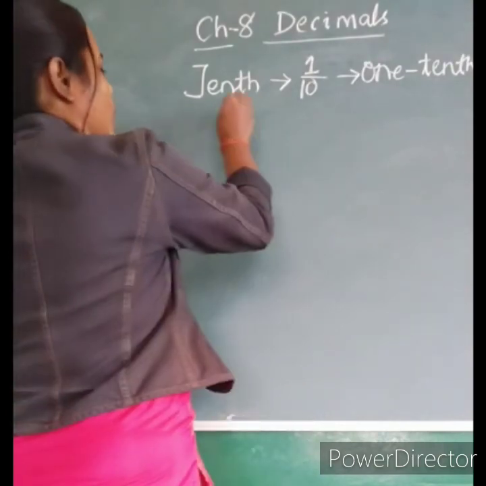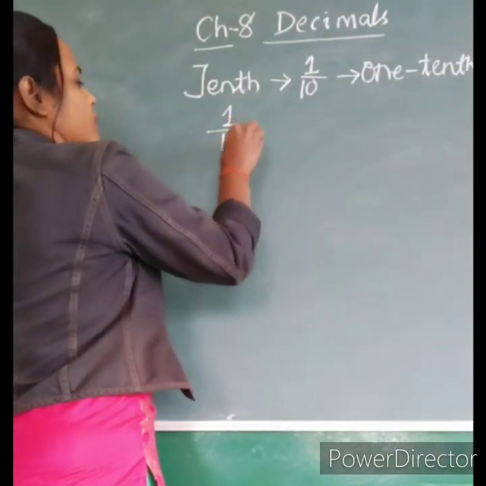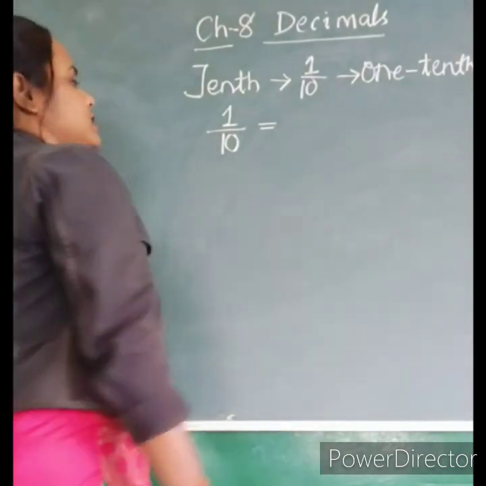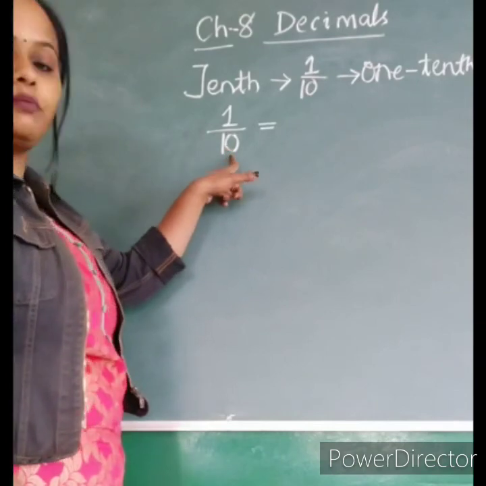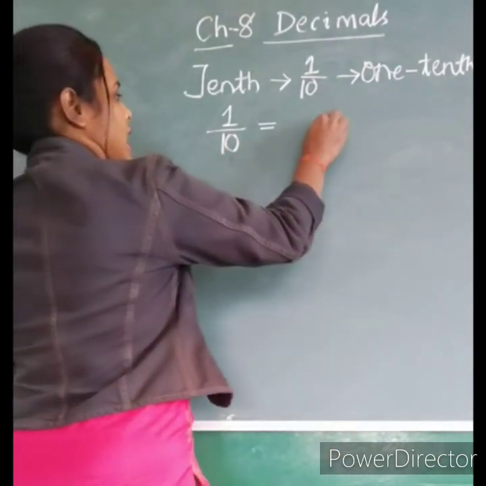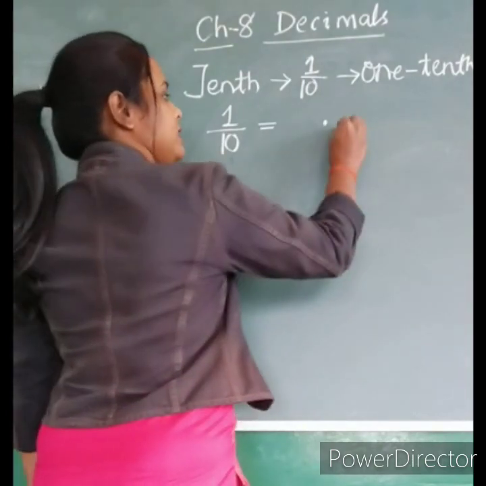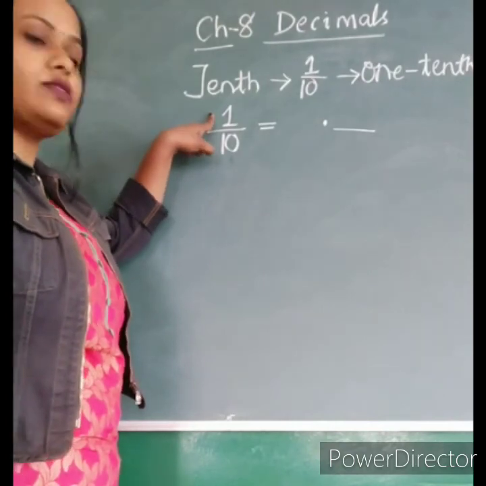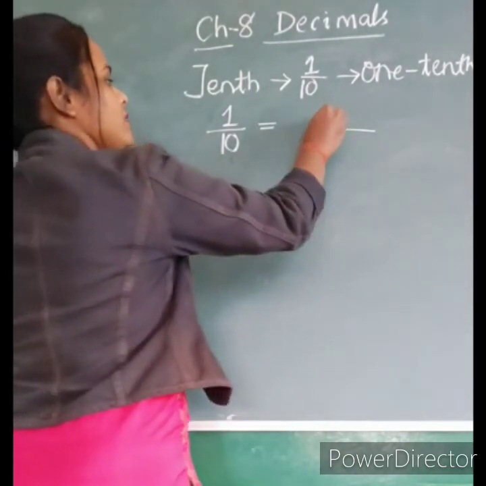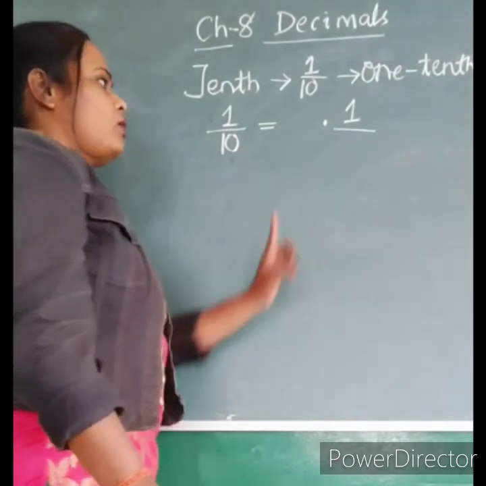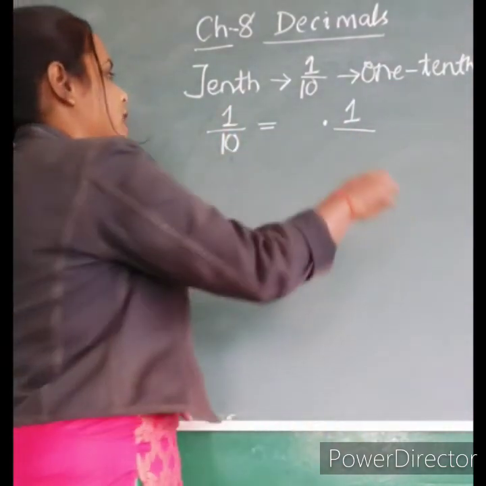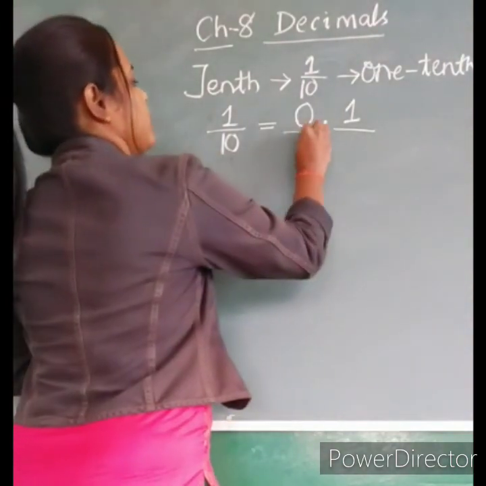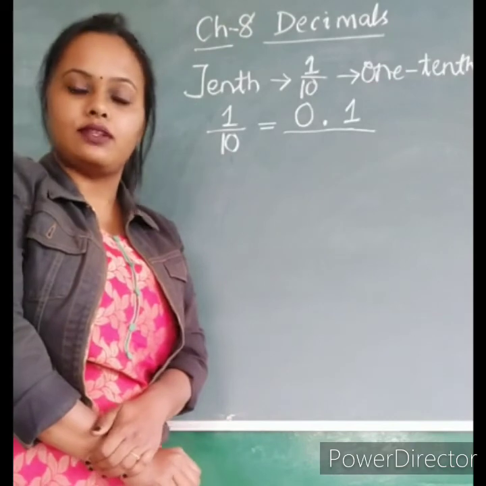Okay. Now 1 by 10. We will write this as a decimal. As you can see, in the denominator we are having 10. It means that after the point there will be only one number. In the numerator we are having 1, so after the point only 1. One number will be there after the point, and before the point we cannot leave it blank. So we will write 0.1. So this is the answer, 0.1.